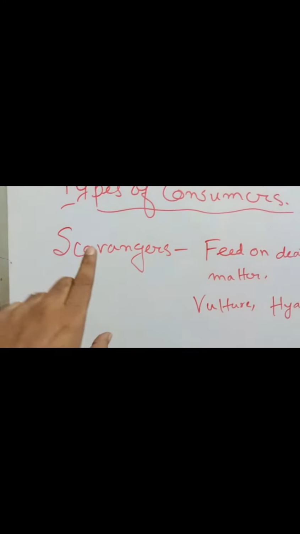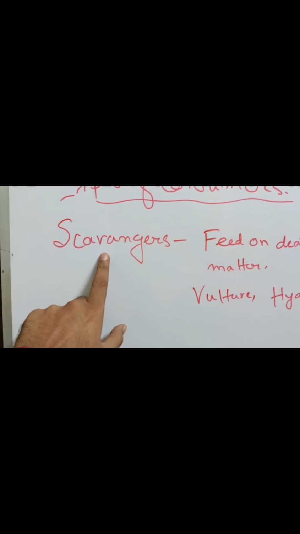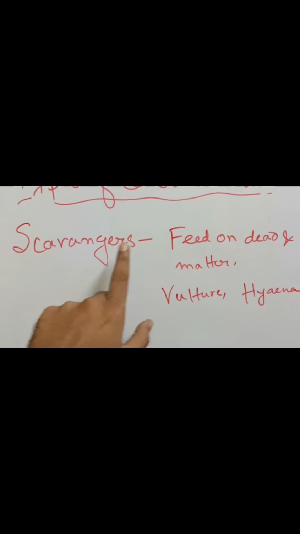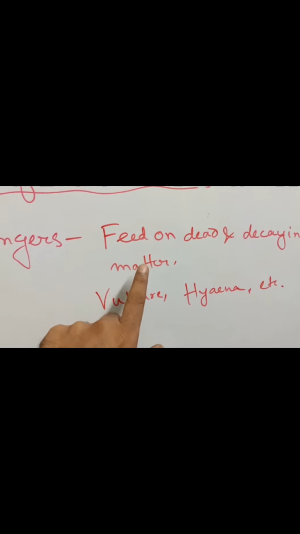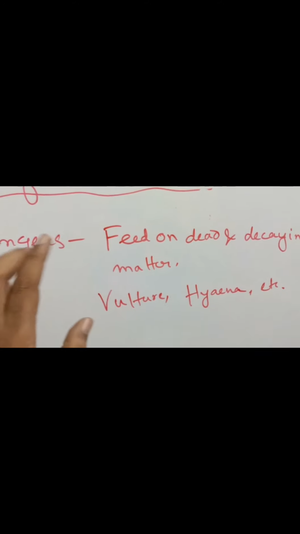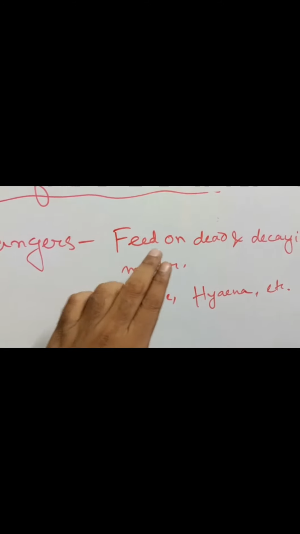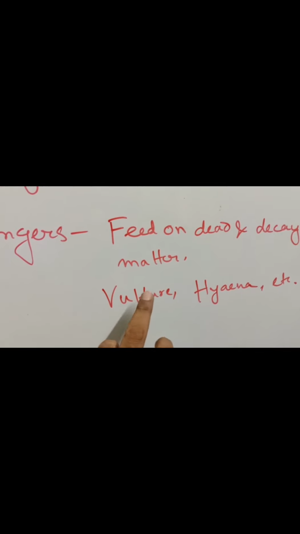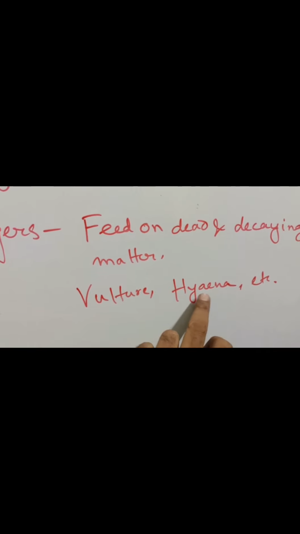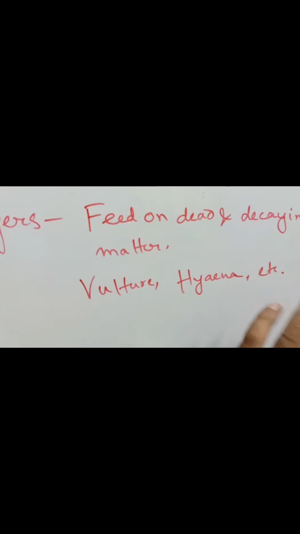Now we will talk about the scavengers. What are scavengers? They feed on dead and decaying matter. So they are those animals that feed on dead and decaying matter. Example: vulture, hyena, jackal, etc.